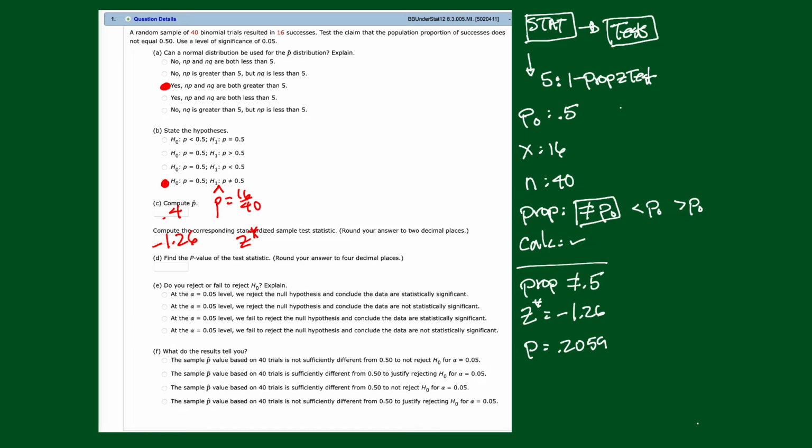Now, it turns out we're not going to use that value. That's the value you would use if you were running the, say, the traditional or critical region method, but we're not using that. We're using the p-value method. So let's go on to part D.